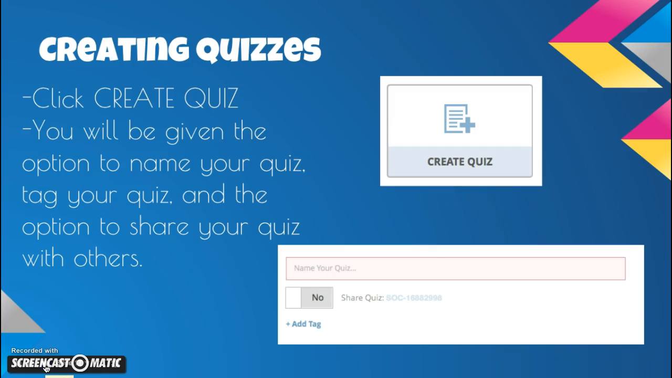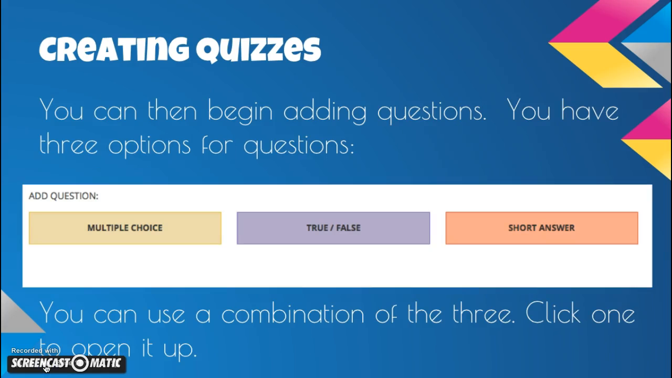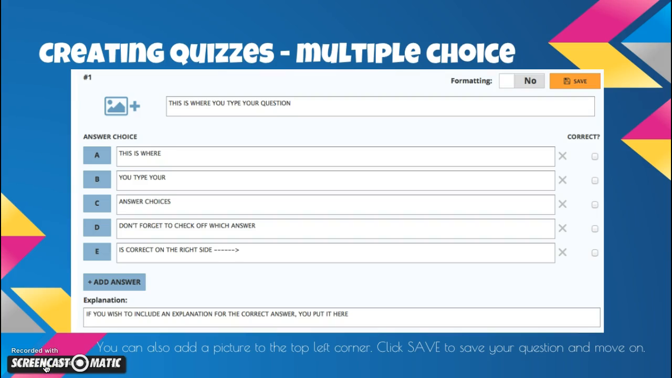Might be helpful. So then you're going to begin to add questions, and you have three types of questions that you can add: multiple choice, true/false, or short answer. You can use only one for the quiz, or you can use a combination, it's entirely up to you. So say we're going to create a quiz, you're going to click on one of them, and it's going to open up the following screens.